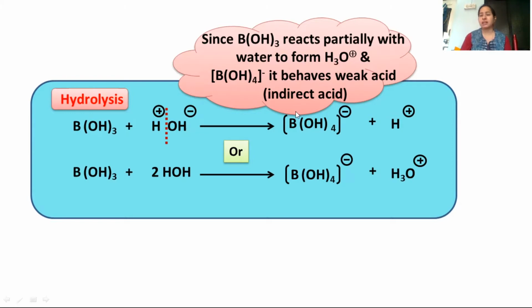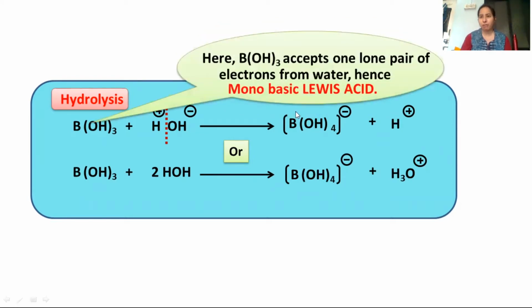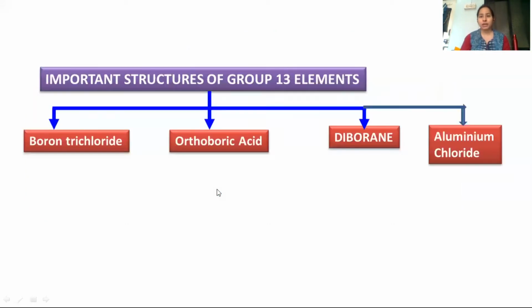And because it is reacting partially with water, we say it accepts a lone pair of electrons from water, and therefore we call it a monobasic Lewis acid. Monobasic: mono means one, basic because it is releasing only one H plus ion. So you can write H3BO3 accepts one lone pair of electrons from water, and hence it is called a monobasic Lewis acid. You can write any one of the reactions. This is just for your extra information. So you are done with orthoboric acid.